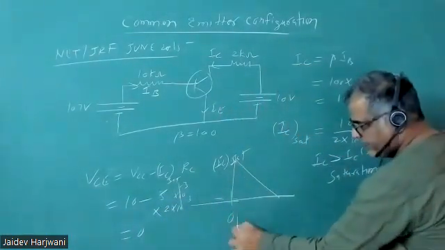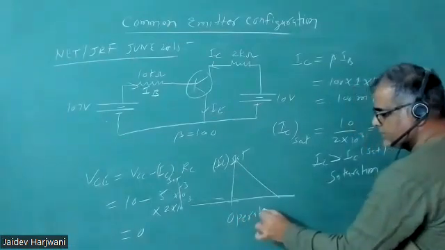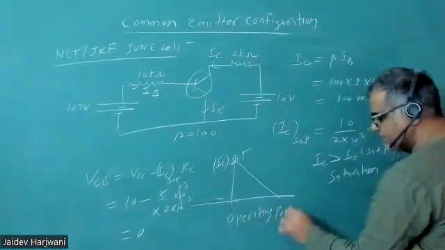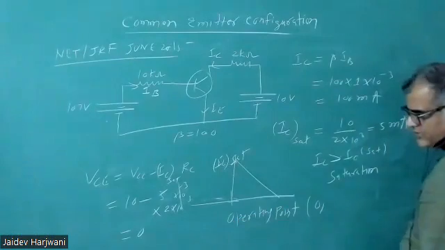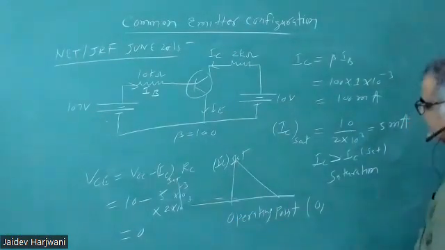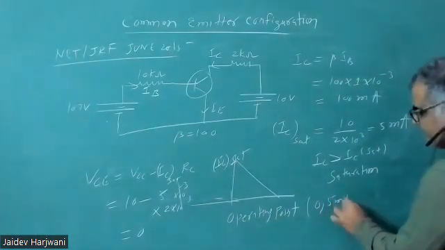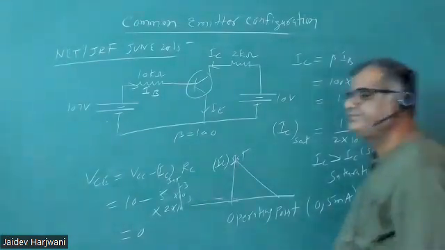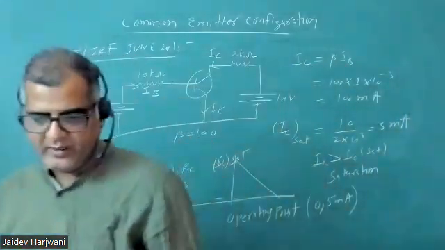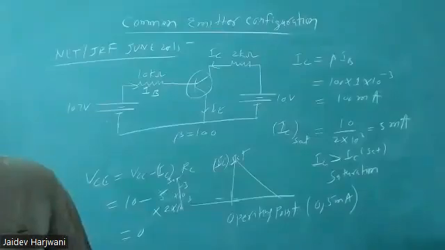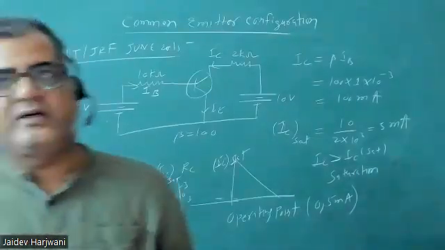So your operating point is now VCE equals 0 and IC saturation 5 milliampere. So this is your operating point now. Don't put the negative VCE value.